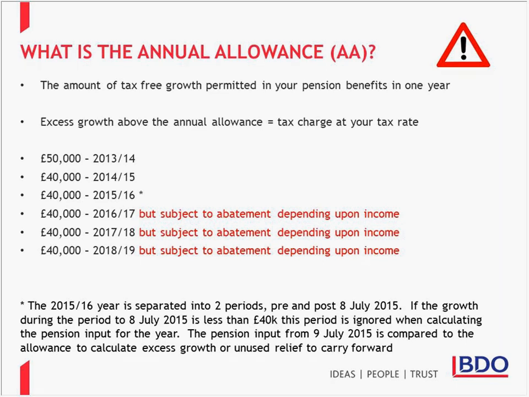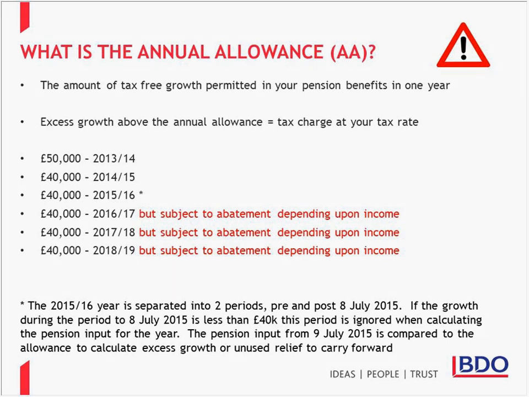2015-16, whereby you have effectively your NHS share split into two. So there's a period up to 8th of July and a period up to the end of the tax year, and you have a 40,000 allowance for each period. So this is important when you're looking at your unused relief to carry forward.